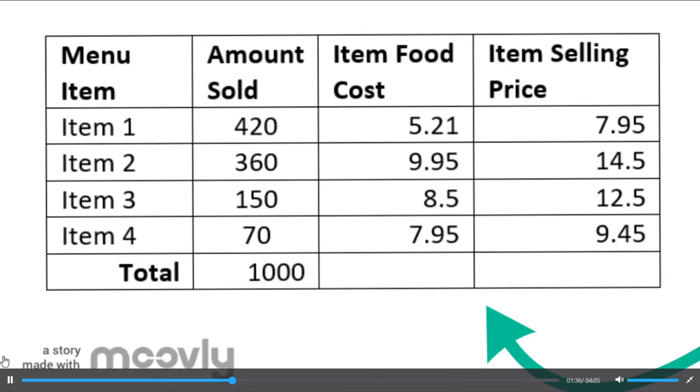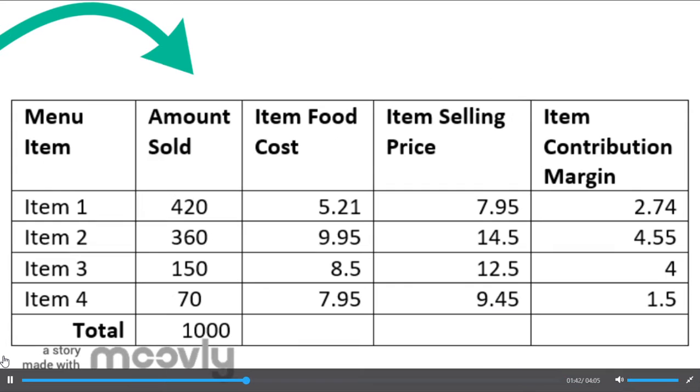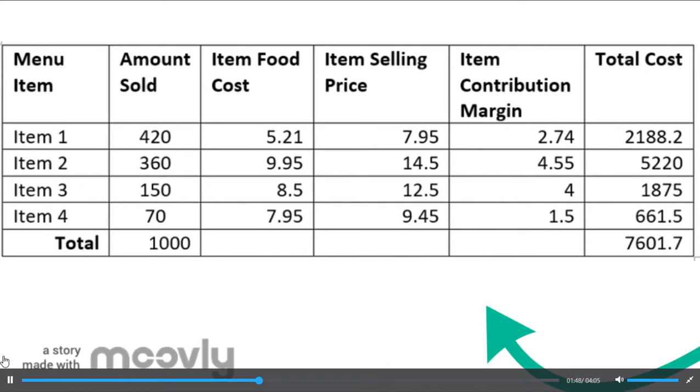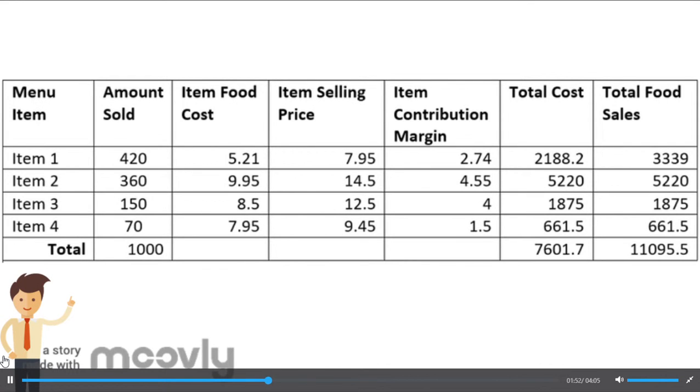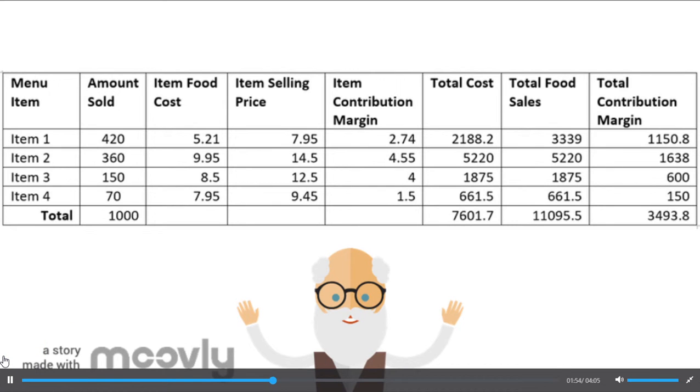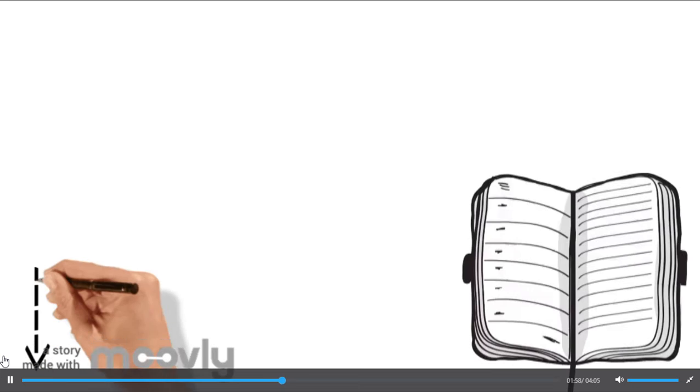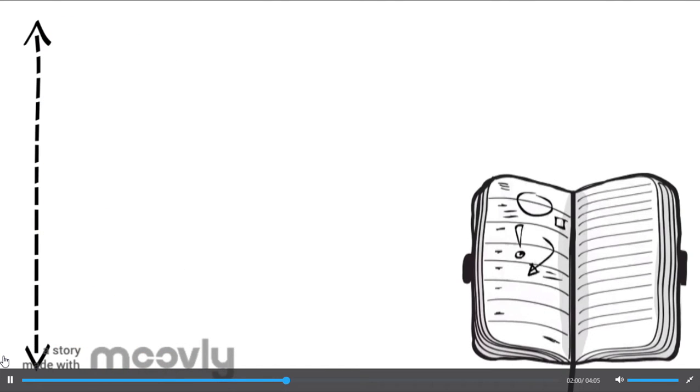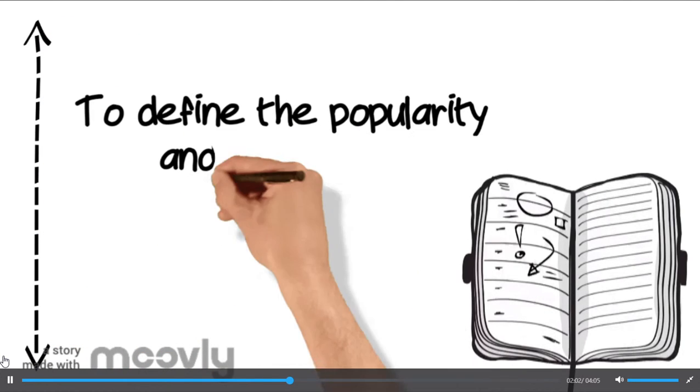The table shows the amount sold, item food cost, and item selling price for each menu item. Next, calculate the item contribution margin. After that, calculate the total cost. Then, calculate the total food sales. Lastly, calculate the total contribution margin. After all those calculations, we can define the popularity and profitability.